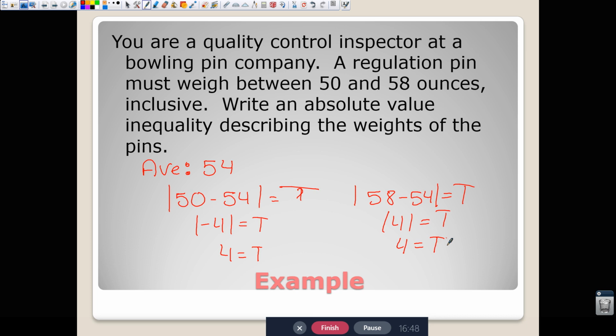So now it asks us to write the equation. It didn't ask us for the tolerance, it asked us for the equation. So I need to write my equation. The absolute value of x minus 54, and then it's going to be less than or equal to, because it can weigh that amount, 4, our tolerance. Remember that it will say less than if it is less than, and not less than or equal to.